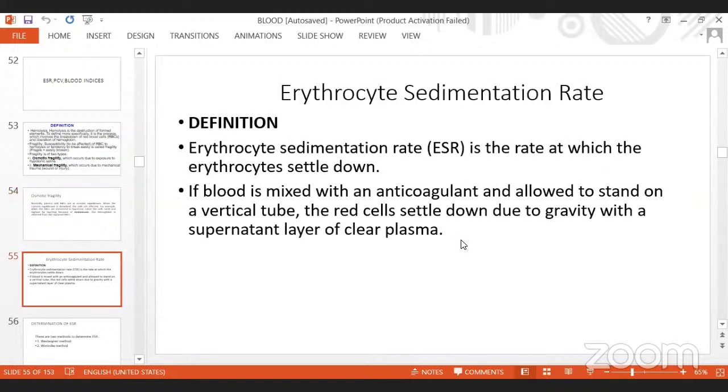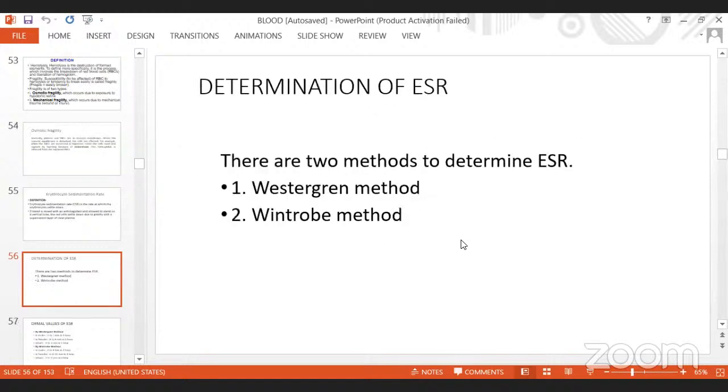The erythrocyte sedimentation rate is the rate at which the erythrocytes settle down, that is, the time duration in which the erythrocytes settle. When the blood is mixed with an anticoagulant and allowed to stand in a vertical tube for a period of time, the RBCs will settle down due to gravity. There is a supernatant layer of plasma, and clear plasma will be visible. There are two methods we can use to determine ESR, that is the Westergren method and the Wintrobe method.